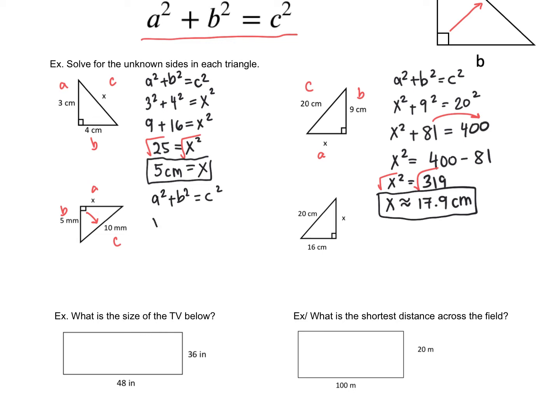All right, so for A, we should have x squared. For B, we should have 5 squared. And for C, we should have 10 squared.